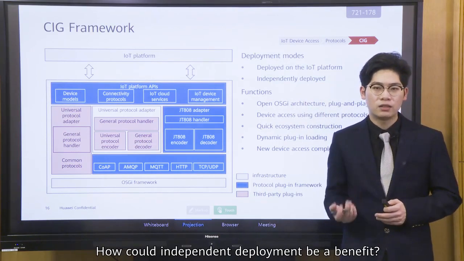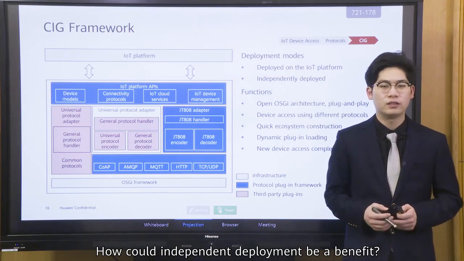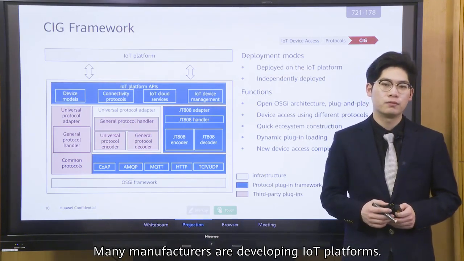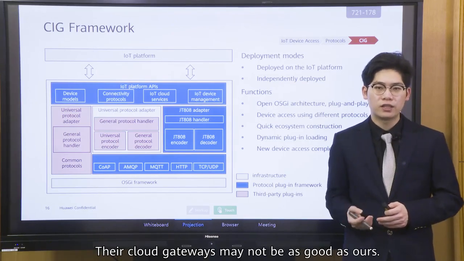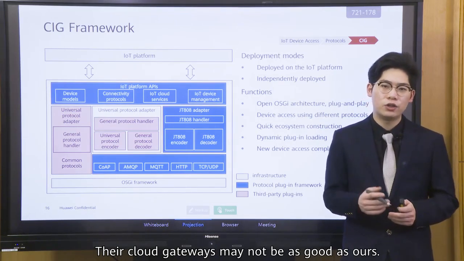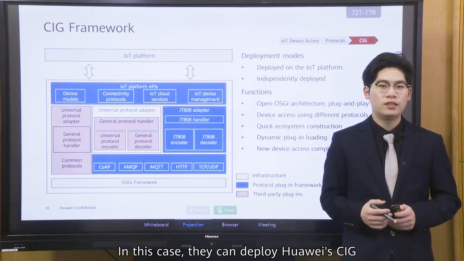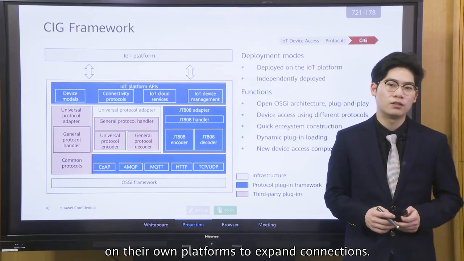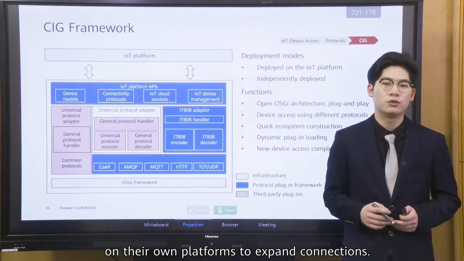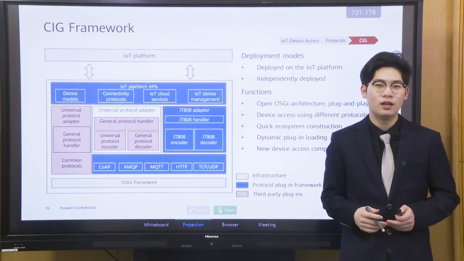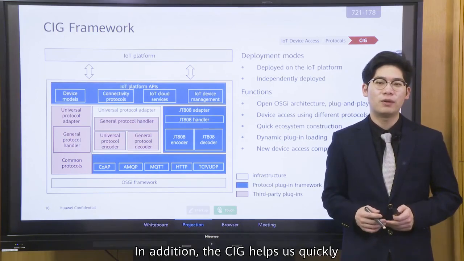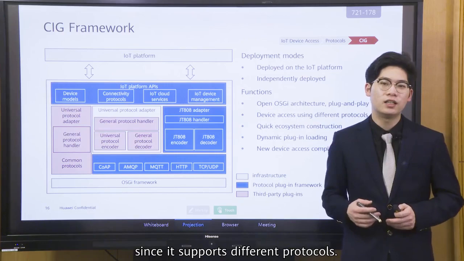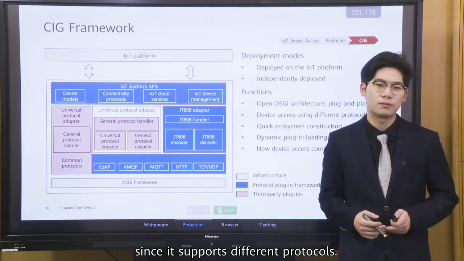How could independent deployment be a benefit? Many manufacturers are developing IoT platforms. Their cloud gateways may not be as good as ours. In this case, they can deploy Huawei's CIG on their own platforms to expand connections. In addition, the CIG helps us quickly build an IoT ecosystem, since it supports different protocols.